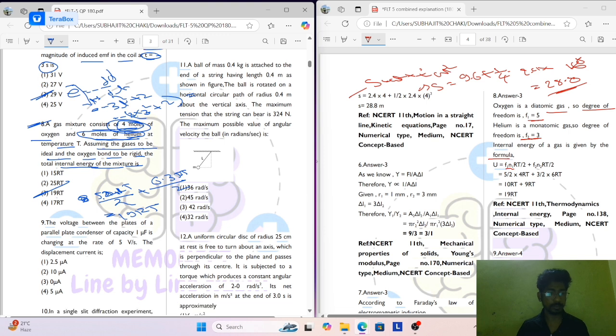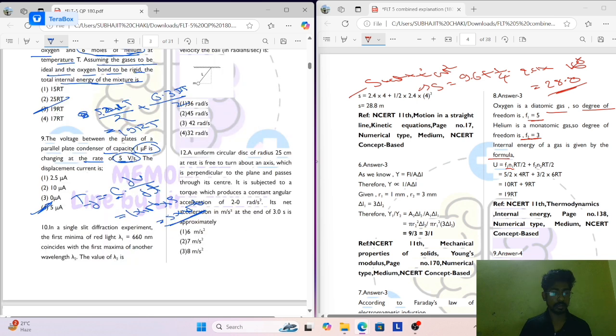The voltage between the plates of a parallel plate condenser of capacity 1 microfarad is changing at the rate of 5 volt per second. The displacement current. ID formula is what? C dV/dt, right? So C is given 1 into 10 to the power minus 6, dV/dt means 5. So therefore 5 into 10 to the power minus 6 will be our answer, or 5 microampere will be our correct answer.